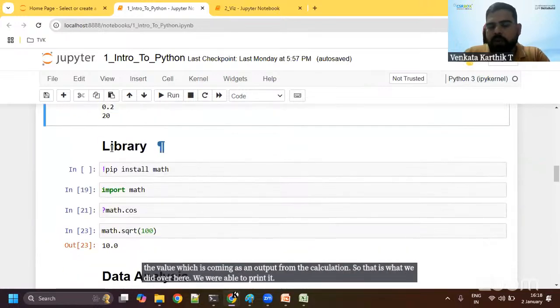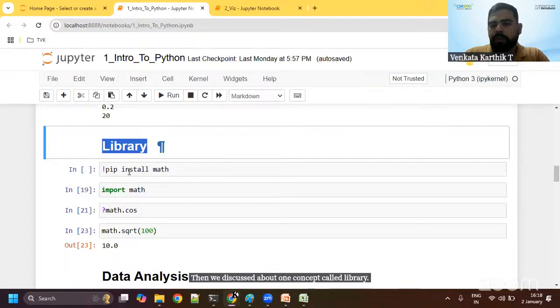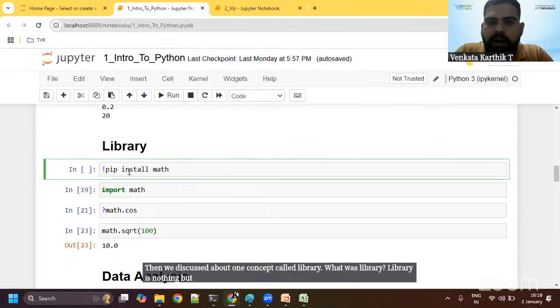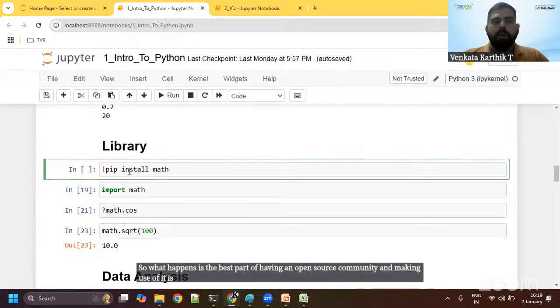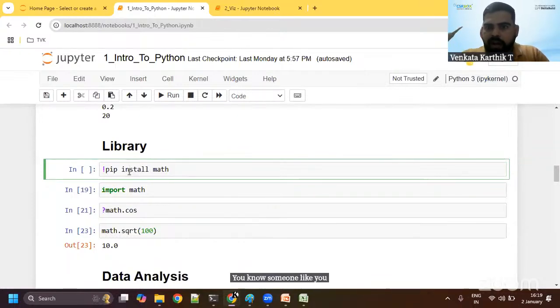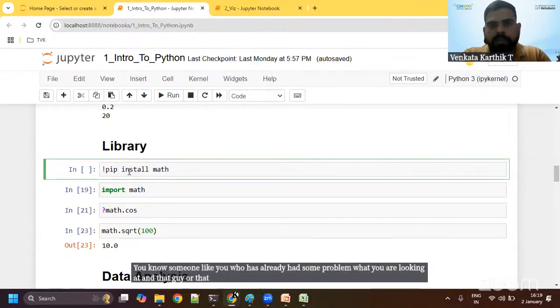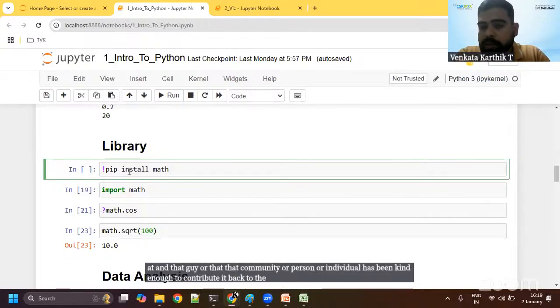Then we discussed about one concept called library. What was library? Library is nothing but, I told you already, this is an open source community. So people are contributing to this project. So the best part of having an open source community and making use of it is you don't have to do things from scratch. Someone like you has already had some problem what you are looking at, and that guy or that community or person or individual has been kind enough to contribute it back to the community.